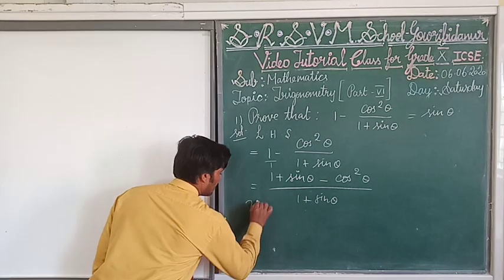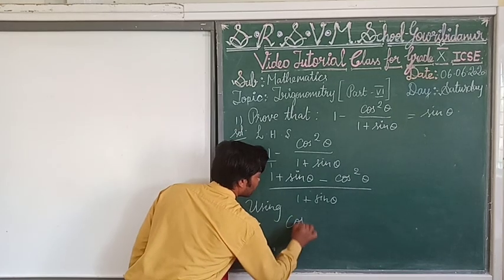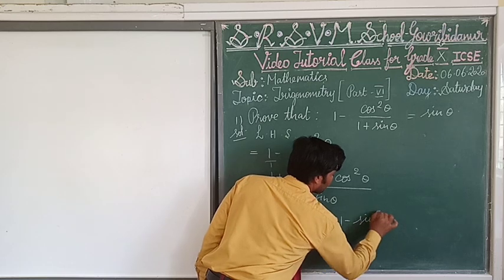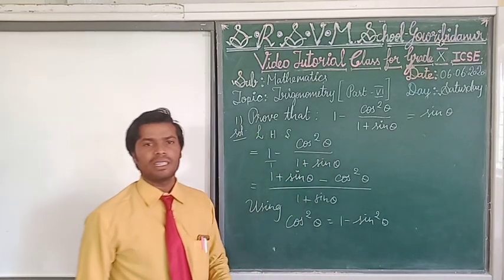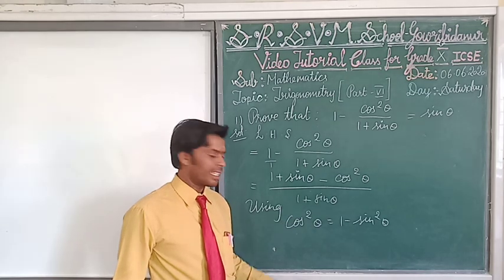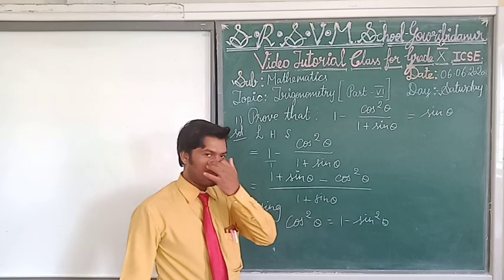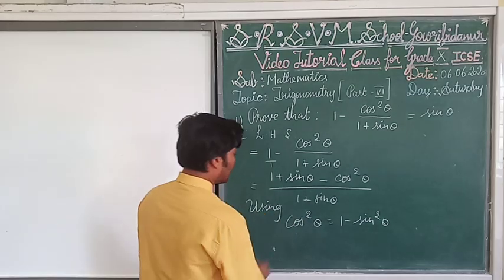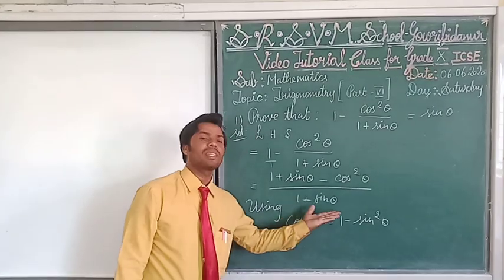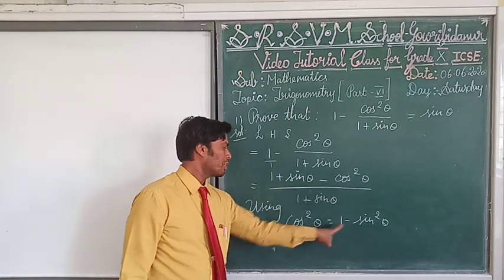For that purpose, we use an identity: cos square theta is equal to 1 minus sin square theta. We know the identity sin square theta plus cos square theta is equal to 1. From that, the allied identity comes, that is nothing but cos square theta is equal to 1 minus sin square theta. Afterwards, instead of cos square theta, we can write 1 minus sin square theta. So replace it, and keep this one as it is.